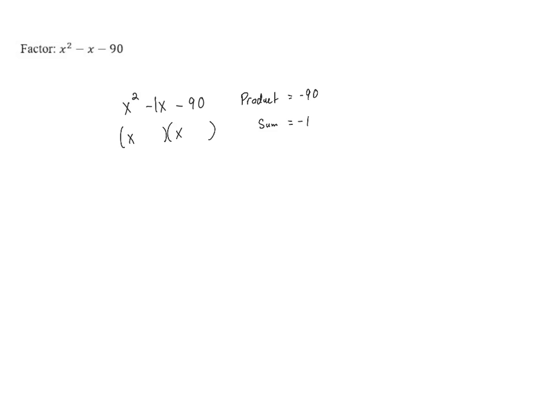It might take you a couple of minutes to get those, or maybe you've already got them, but they end up being negative 10 and positive 9. They do have a product of negative 90, and when you add them up, you get negative 1. So our factorization is going to be x minus 10 and x plus 9. And that's all we can do here.